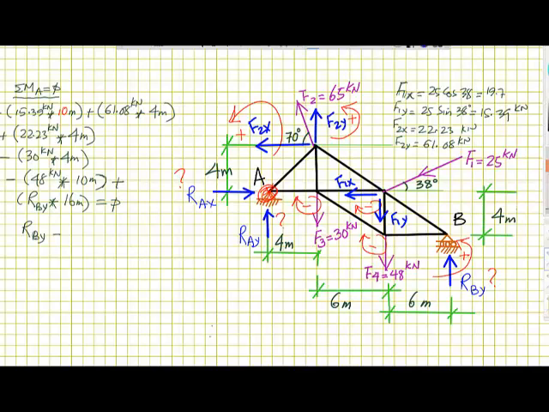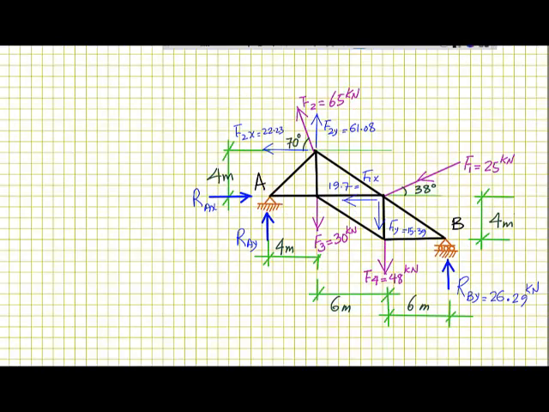will be equal to 420.66 divided by 16, and the answer for RBY is equal to 26.29 kilonewton. And because the result is positive, it means that the assumed direction for RBY is correct, and that is upwards. That is for RBY.